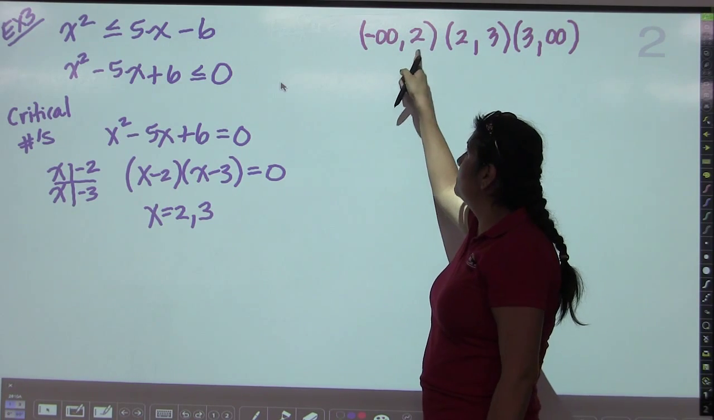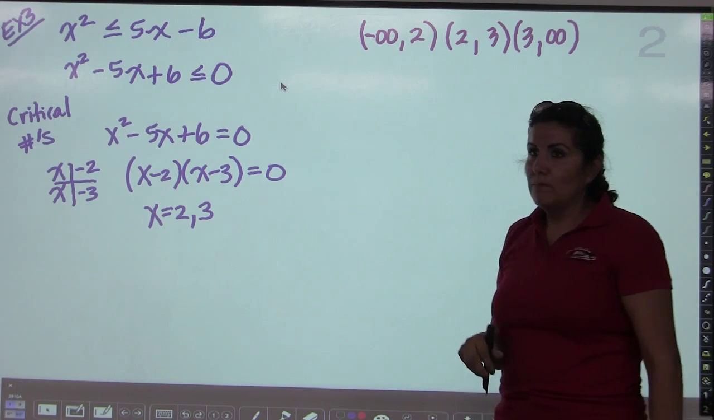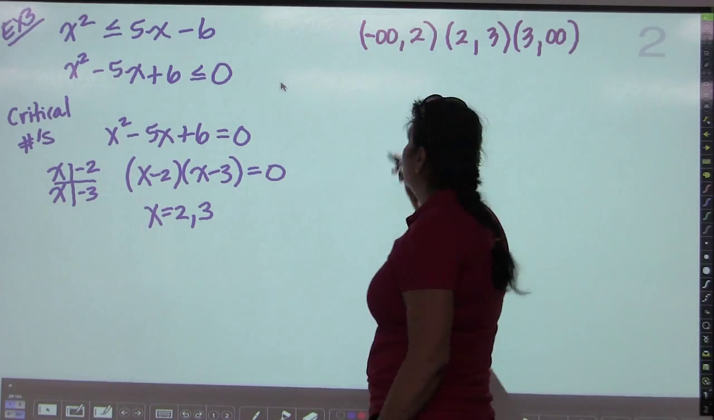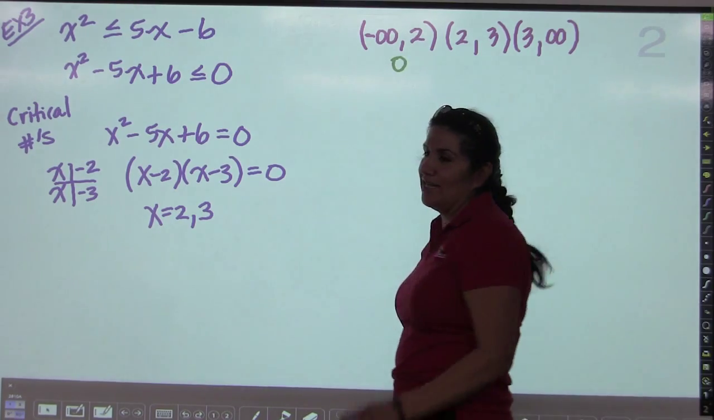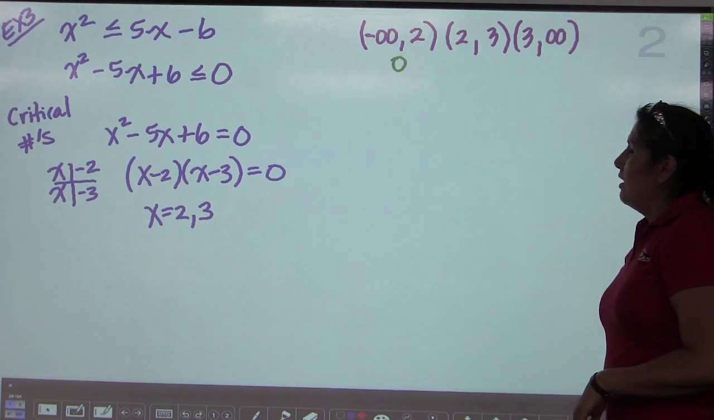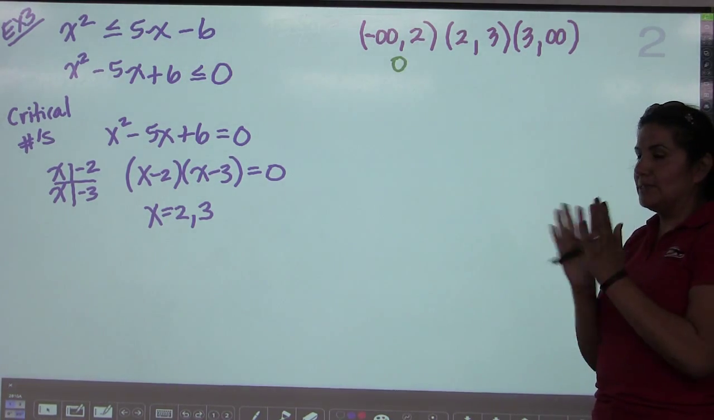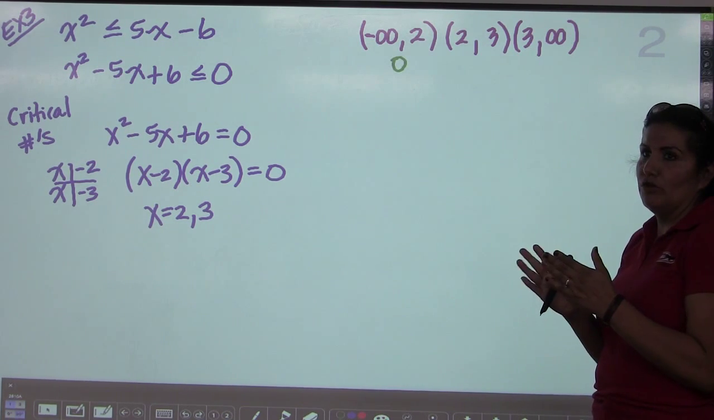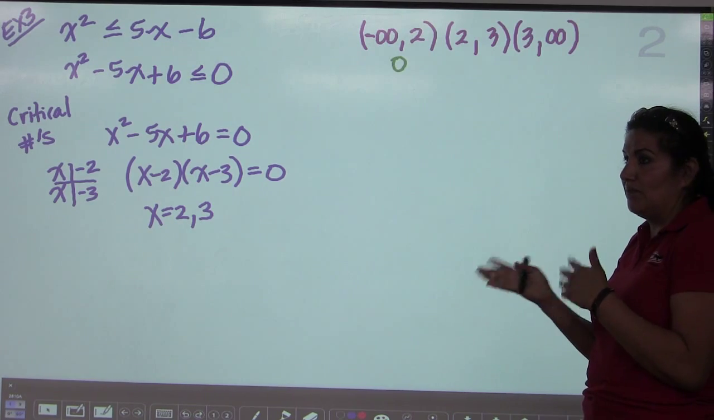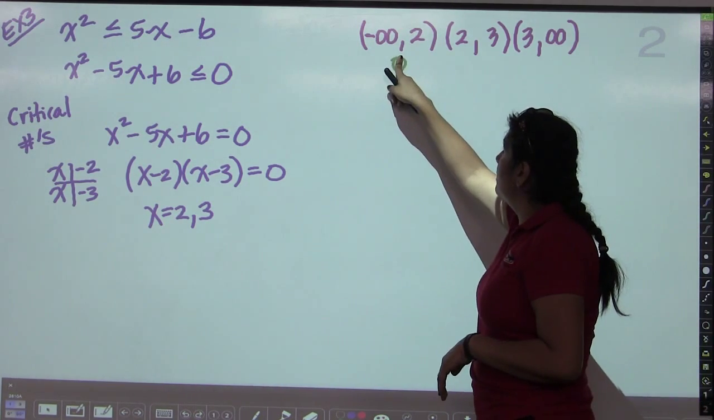So what number is between negative infinity and 2? 1. 0. Thank you. Yes, 1 is correct, but 0 is probably the one you want to pick. It's easier to plug in. Anytime you go from negative to positive, pick 0. You can't pick 0 for all of them, but pick 0 for the one that goes from positive to negative or negative to positive. So 0's in here for sure.